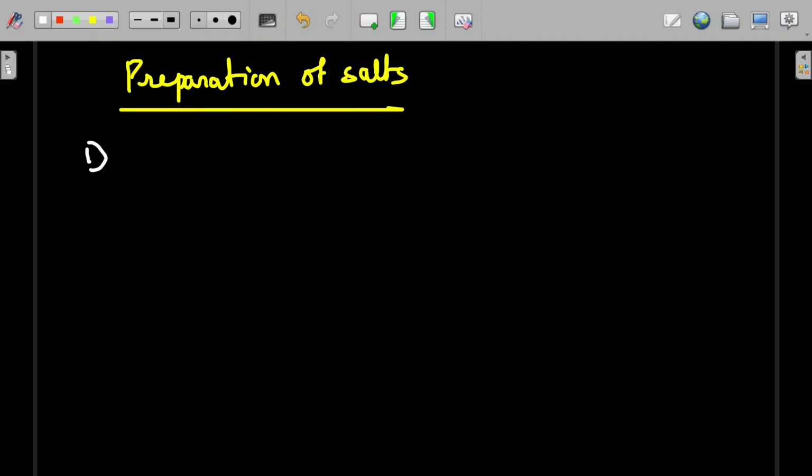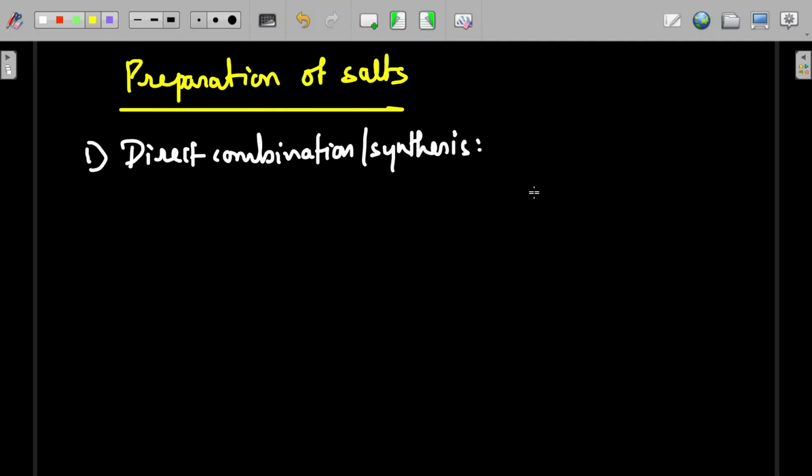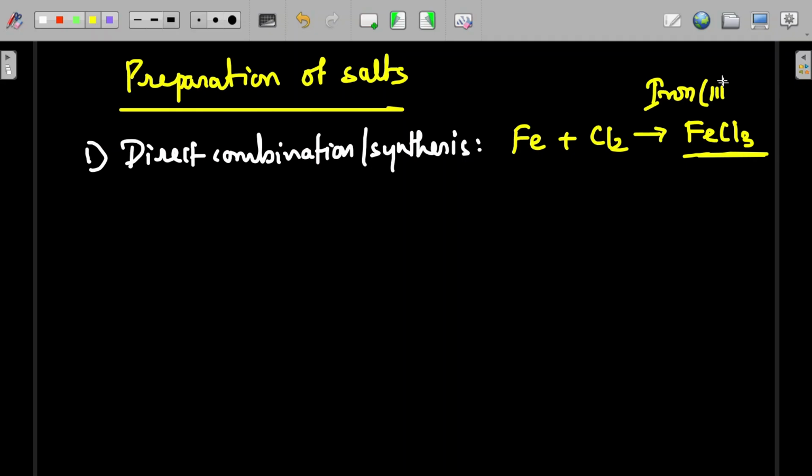Now first of all, direct combination, which is also called synthesis. So which question is always asked on this? FeCl3. So how is it formed? Fe plus Cl2 gives FeCl3. Combination reaction, single product. I'm not balancing, I'm just giving you the salts. Fe plus Cl2 gives iron 3 chloride or ferric chloride. This is one example you have to remember for direct combination. But another example, if you want, AlCl3 can also be prepared with the same method.